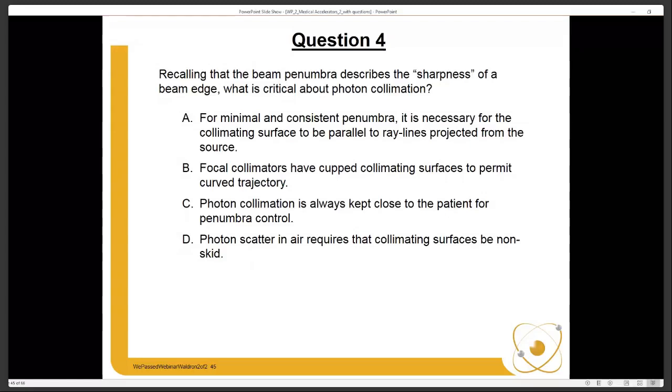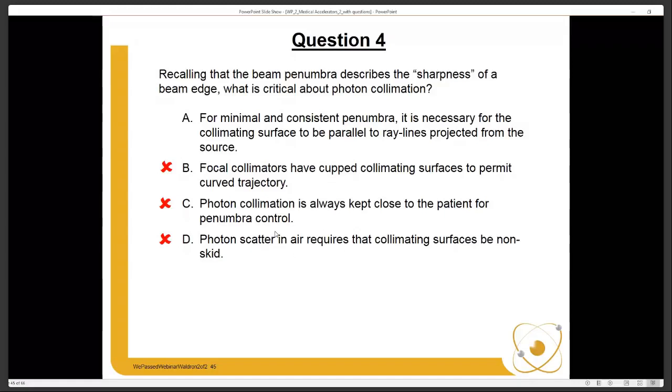As before, two of them are silly, one is correct, and one is slightly ambiguous. Focal collimators have cupped collimating surfaces to permit curved trajectory. That's not it. Photon collimation is always kept close to the patient for penumbra control. Not true. That's the ambiguous one. Yes, the closer it is to the patient, the smaller the penumbra will be, but we cannot use the word always there.